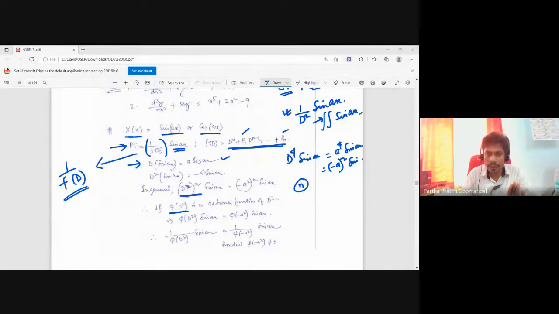It's a very simple relation, by the way. That is, D squared to the power n on sin ax gives back (minus a squared) to the power n times sin ax. So we'll use this property to find the particular integral.